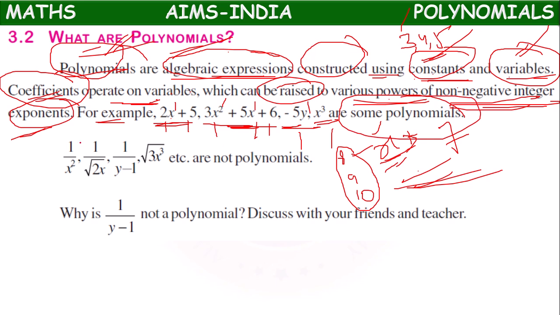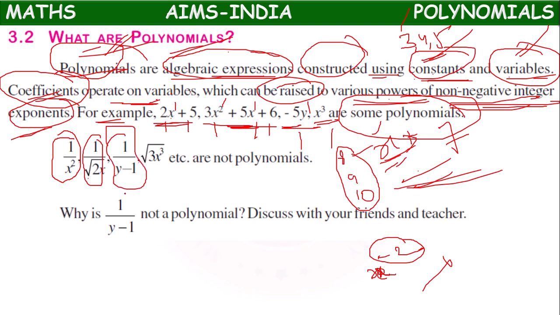Whereas 1 by x square is not a polynomial. Why? If we take x to the numerator, it becomes x power minus 2. So x is raised to a negative exponent, which is not in the definition of a polynomial. If we have a variable in the denominator, then it is not a polynomial. 1 by 2x, variable in the denominator; 1 by y minus 1, variable in the denominator.